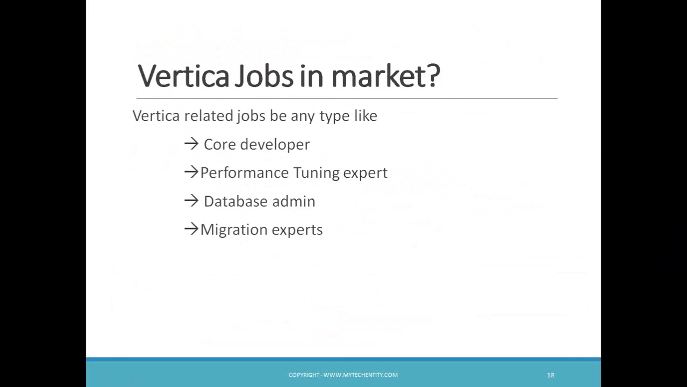What are the different kinds of jobs in the market? Vertica core developer jobs are available, as well as performance tuning experts and DBAs, which are very hot in the market right now, and migration experts. Companies working on other databases are looking for migration experts, who can help them migrate their existing data warehouse system to Vertica.